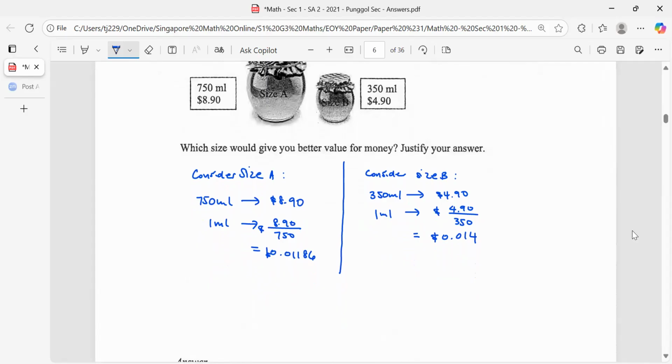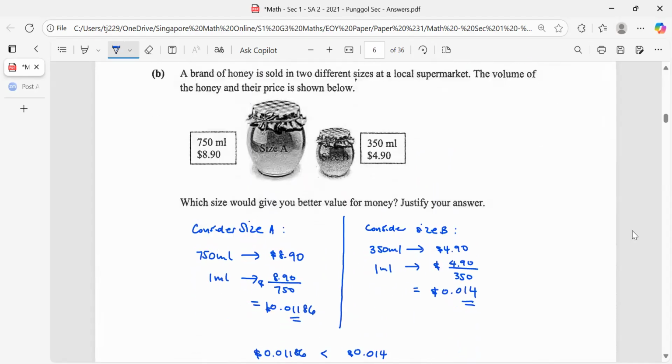Okay, same amount of honey, but which one is cheaper? So we have 0.011, 0.014. We can see that size A actually gives you a better value for money. So how should I write it? I could write it by convincing the marker that 0.01186 is indeed less than the cost of 0.014.